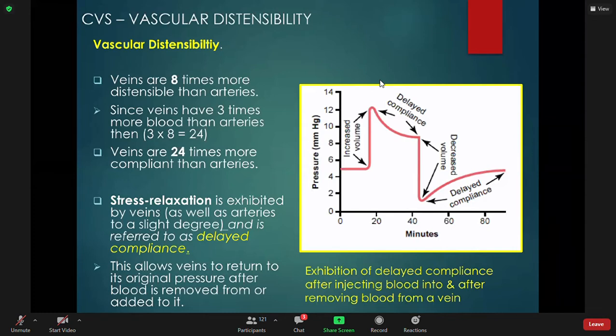Now, if you remove the 500 ml immediately, there will be a sudden drop of pressure. The volume has also decreased, and therefore the pressure has decreased. Over a period of a few minutes, the smooth muscles in the arteries or in the vessel will contract. It will vasoconstrict the vessel, and therefore the pressure will go up again. So this is what we call stress relaxation.